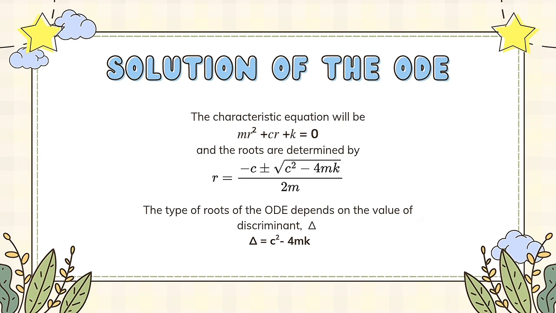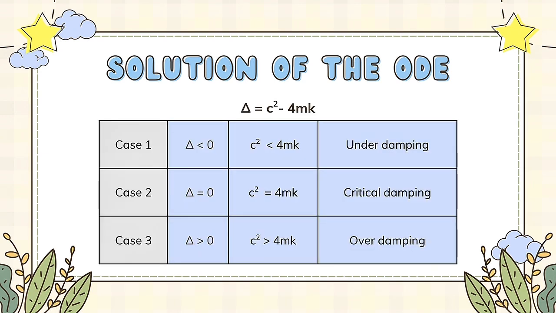From the solution of the ODE, we can determine the characteristic equation and the roots. The type of roots of the ODE depends on the value of the discriminant delta equals c squared minus 4mk. For case 1, when delta is less than 0, it is underdamping. For case 2, when delta equals 0, it is critical damping. For case 3, when delta is more than 0, it is overdamping.